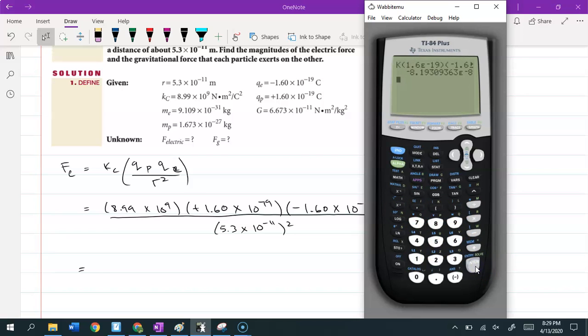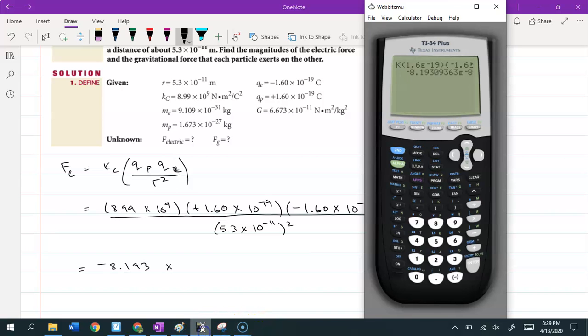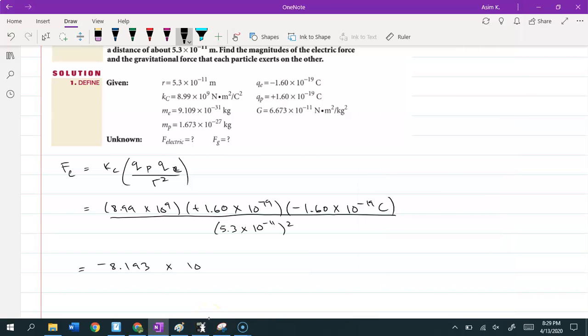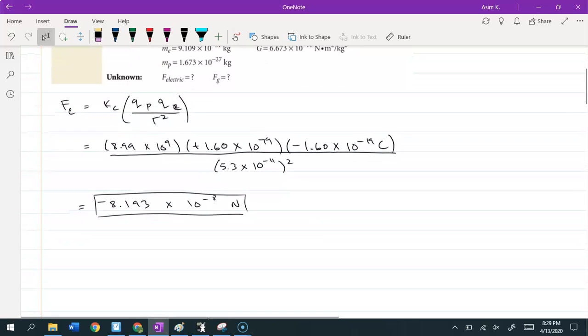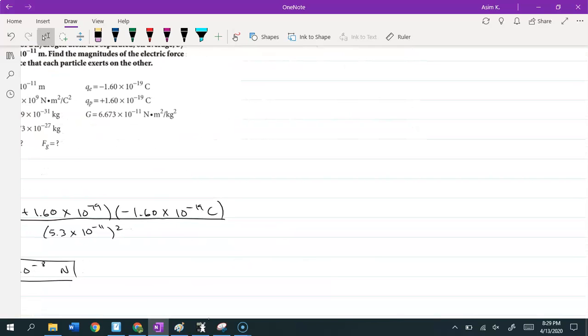So all that basically goes in your calculator, and you end up with an answer for the electric force. The answer for the electric force is negative 8.193 times 10 to the power of negative 8 newtons. And there you have it. That is the force that one proton and one electron feel between one another. Okay, then what we'll do is on the side here, we'll calculate the gravitational force.